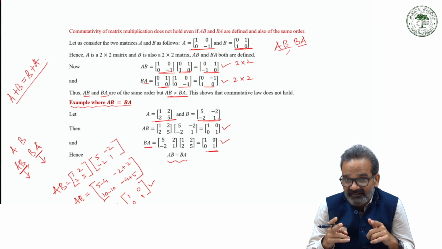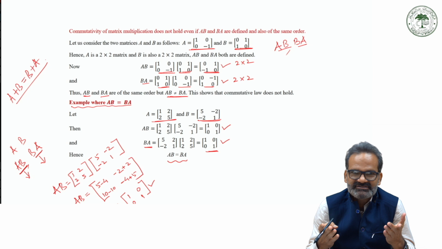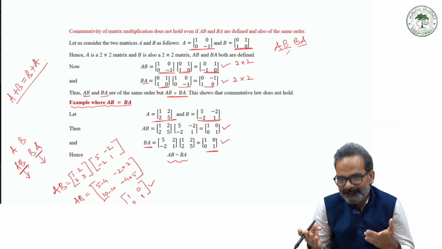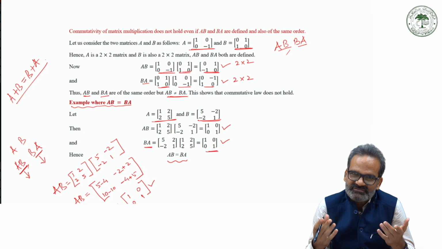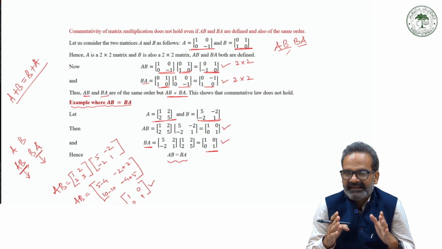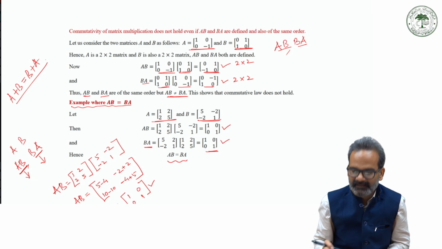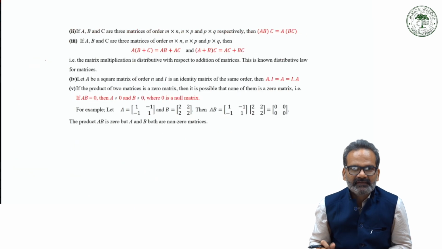But here we have a number of examples. I have shown you many examples in which AB is not equal to BA. Are you getting the difference? If AB is not equal to BA, it shows that commutativity does not hold in the case of matrix multiplication. Hope you understand the difference.